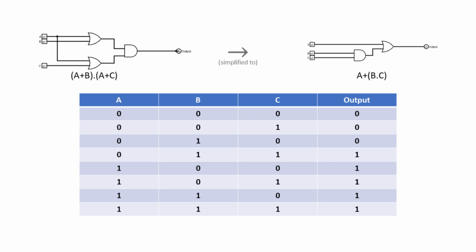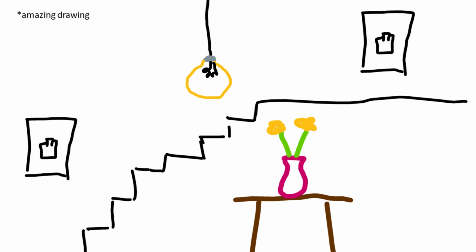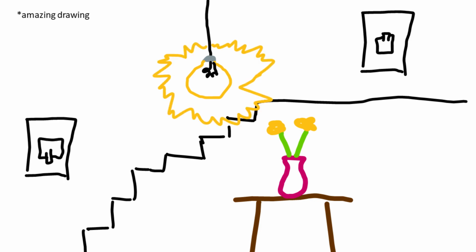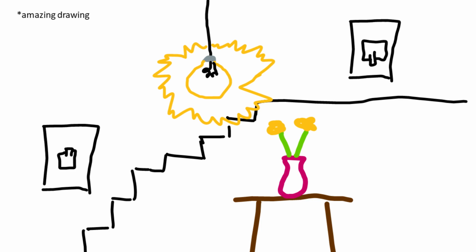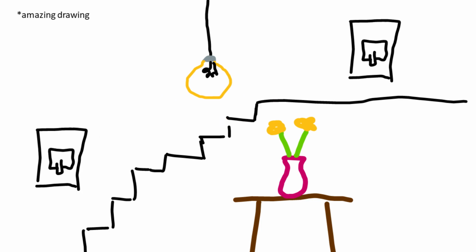For a more practical application for Boolean algebra, say I wanted to make some light bulbs that could be turned on or off by a light switch on the bottom of the staircase and another light switch on the top of the staircase. So I'll represent what I want with a little truth table.